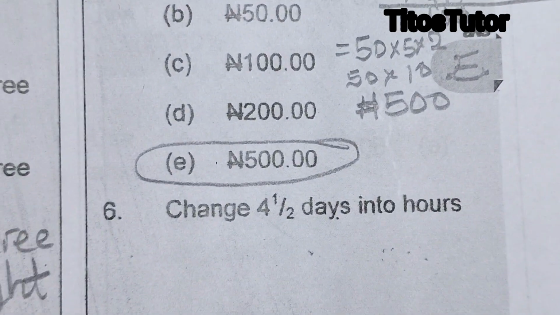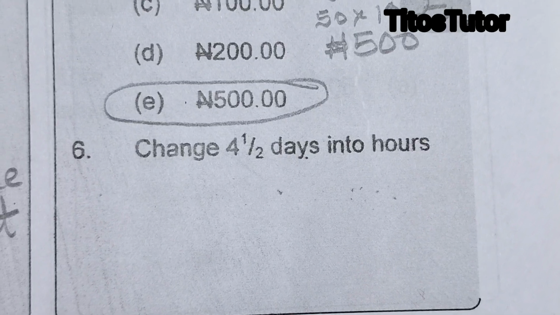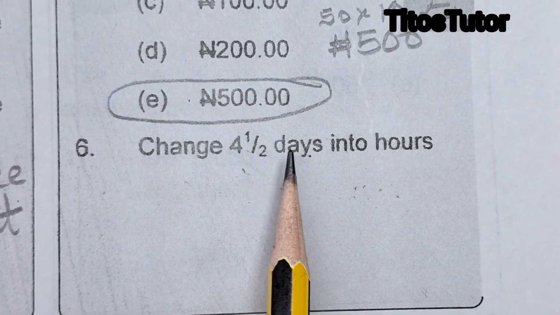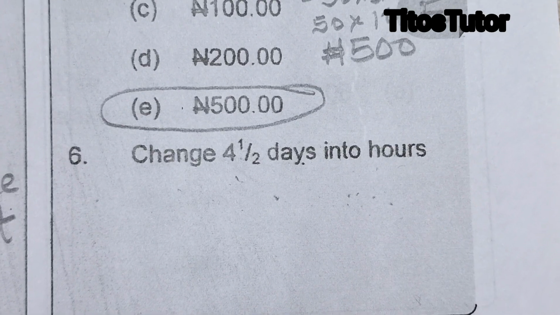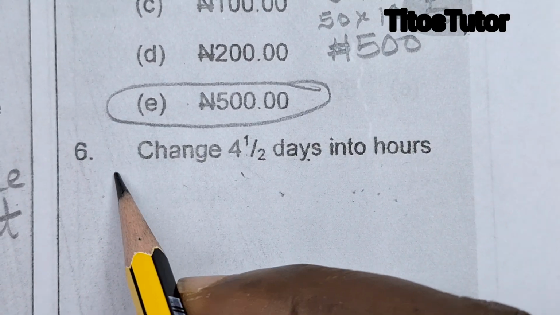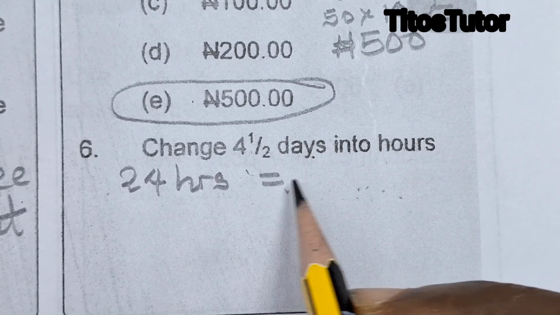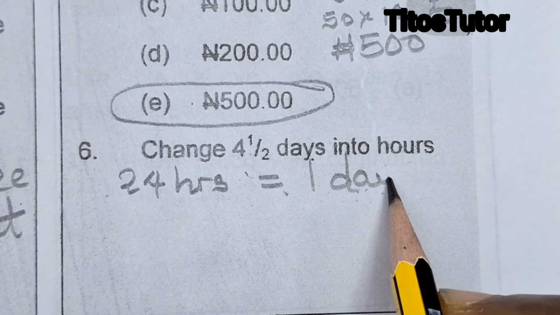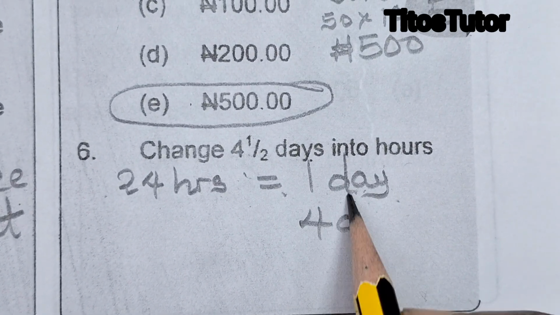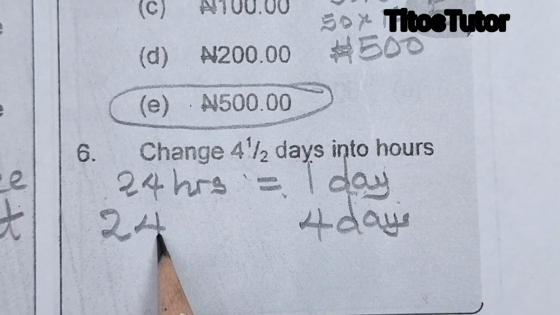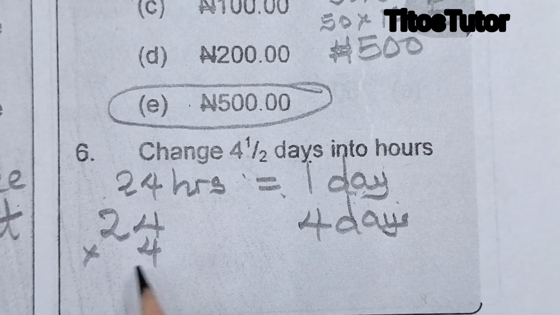Here's our question 6. Change 4.5 days into hours. Remember, 24 hours make 1 day. So 4 days is going to be 24 times 4.